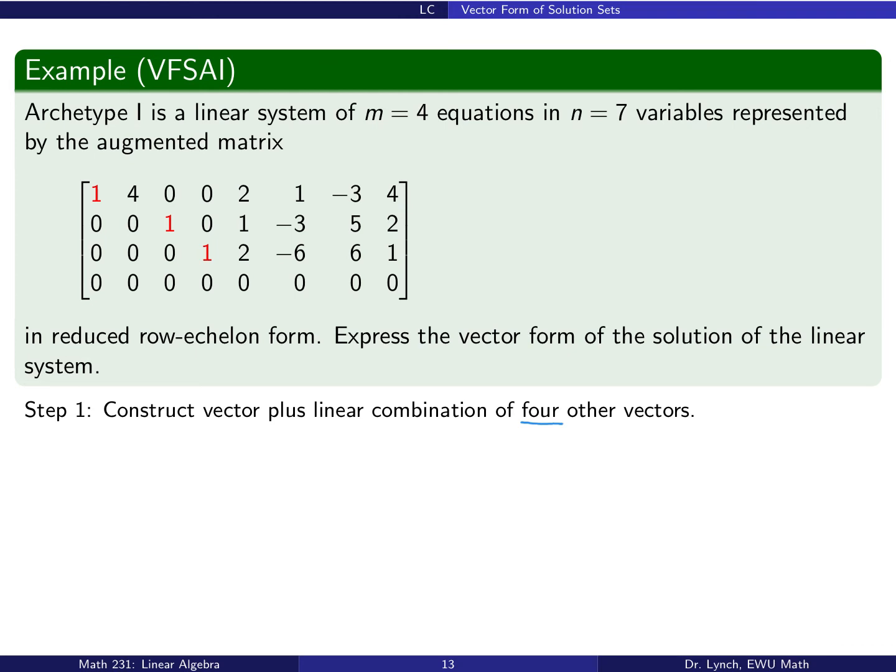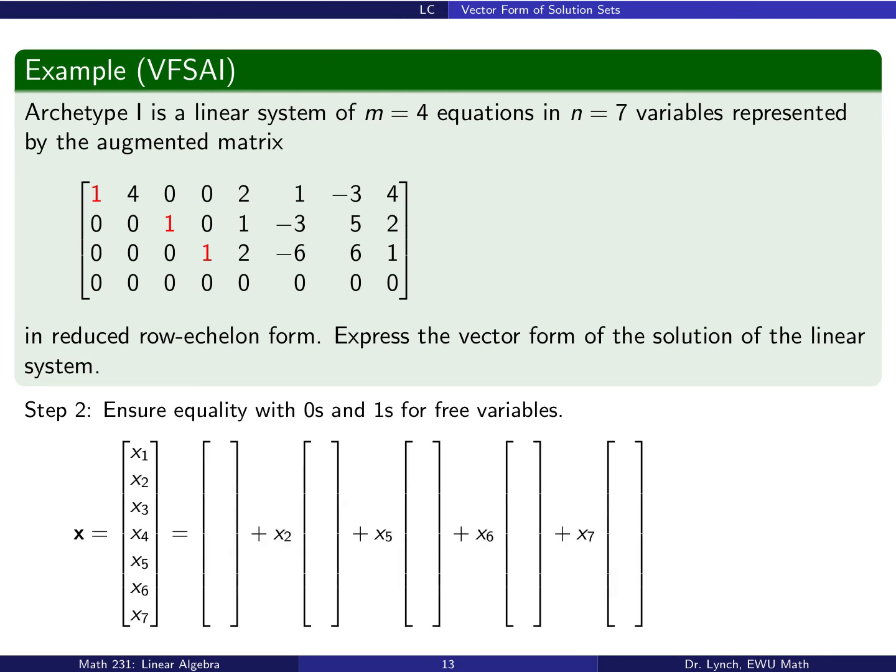So the first thing we'll do is form those 4 vectors, where those 4 vectors correspond to our free variables, x2, x5, x6, and x7. Filling in our 4 vectors plus one more with ones and zeros to ensure equality for the free variables looks something like this. In the absence of everything else, we want to ensure that x2 is represented by x2, x5 is represented by x5, x6 is represented by x6, and x7 is represented by x7.